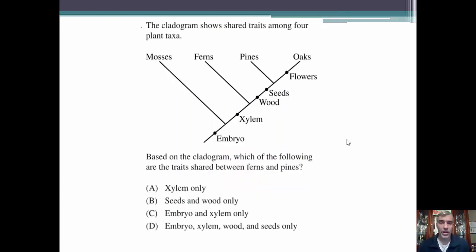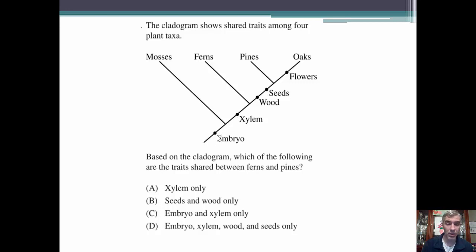This cladogram shows shared traits amongst 4 plant taxa. Based on the cladogram, which of the following are the traits shared between ferns and pines? So you want to look here. Where's ferns and pines, right? Ferns, pines, right? Wood, seeds. Pines have that, but ferns don't have that. What all of them have are xylem and embryo, right?